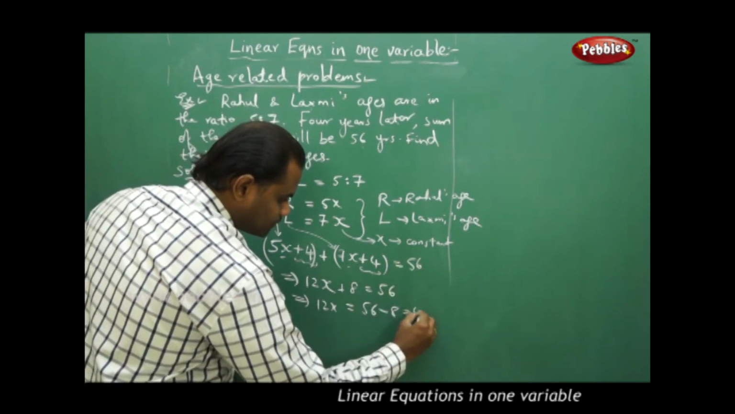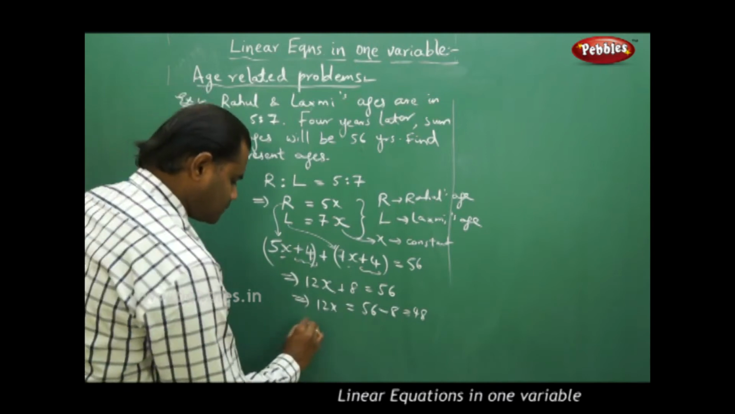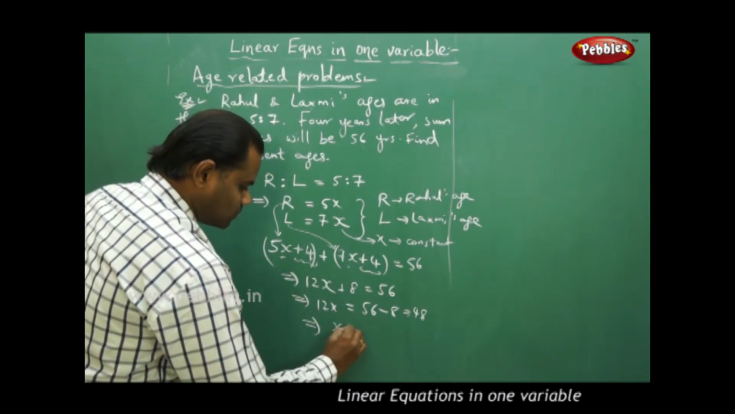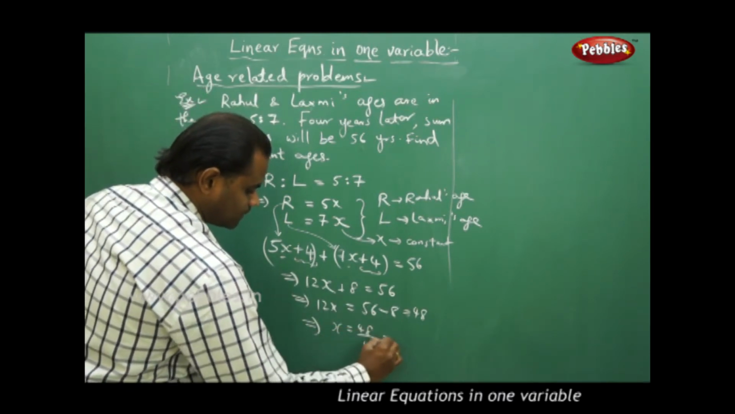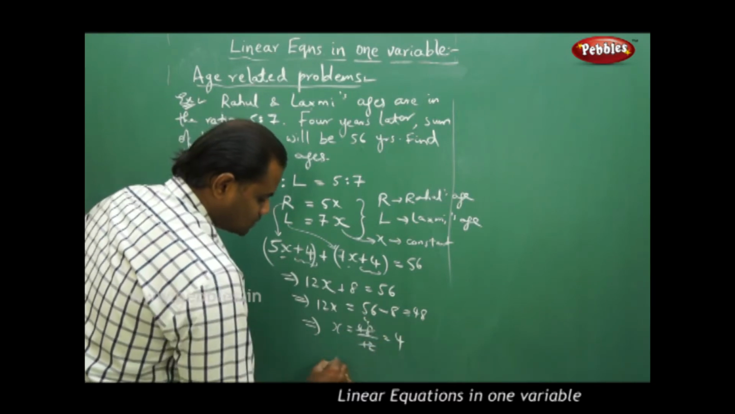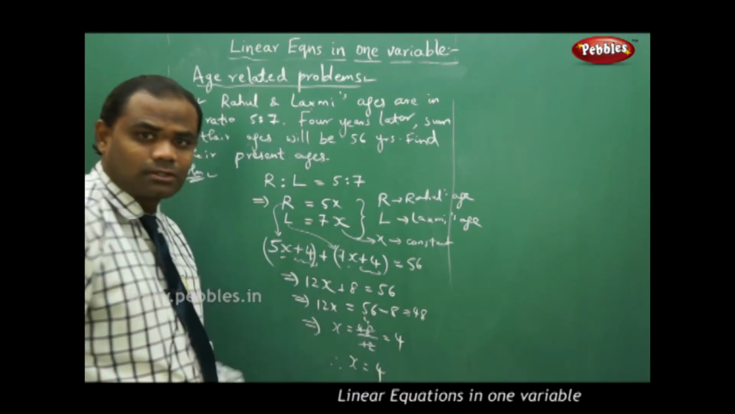then this would become 48. So my x would be 48 by 12, which is 4. So therefore my x value is 4.